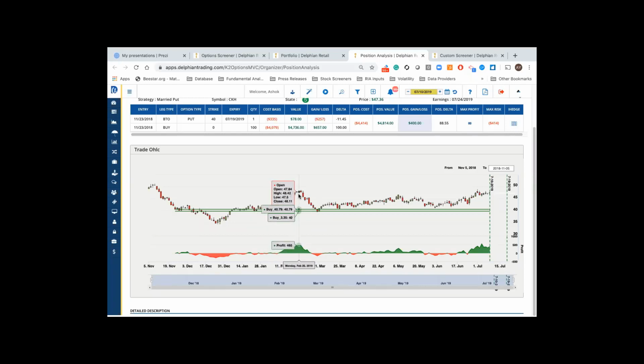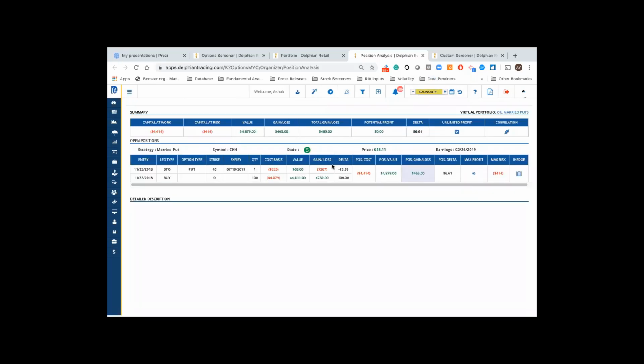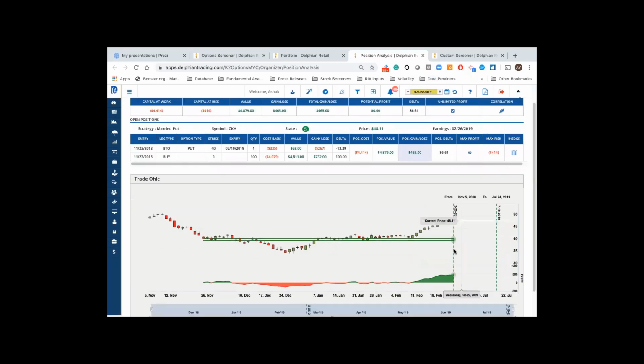Okay. We can go to February 25th, 2019. So just go there, February 25th. Yeah, we can see, but he wanted to see what the put prices are on that day. So here the put was costing, this is the $40 strike put. That day it's valued at $68. So we paid $335, and today's value is $68. So we lost about $267 from that put.